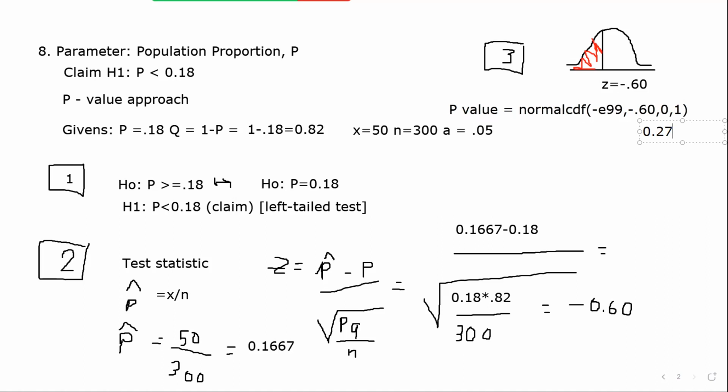This is where we do something different. So this is going to give us a little bit of a chance to practice. Step 4, we reject or do not reject the null.